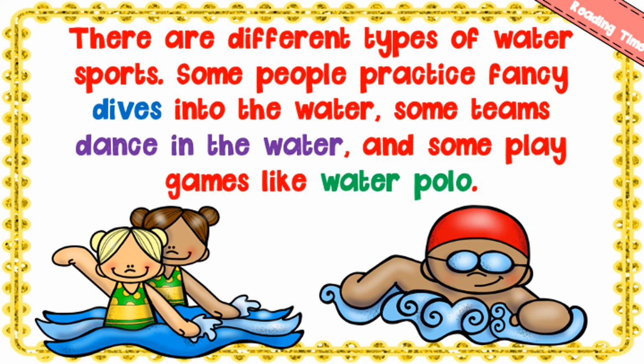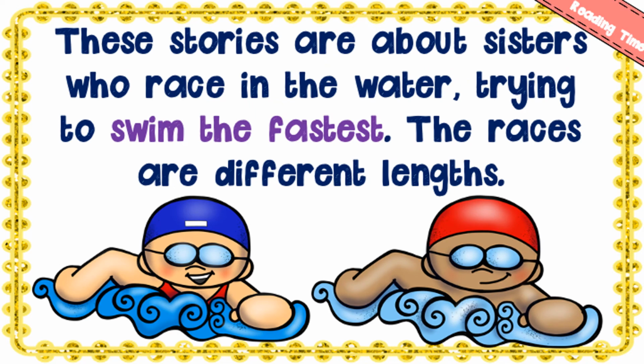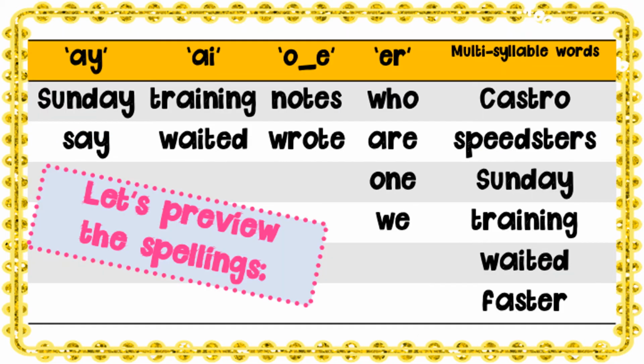Okay, there are different types of water sports. Some people practice fancy dives into the water. Some teams dance in the water. And some play games like water polo. These stories are about sisters who race in the water, trying to swim the fastest. The races are different lengths. So they're racing each other.